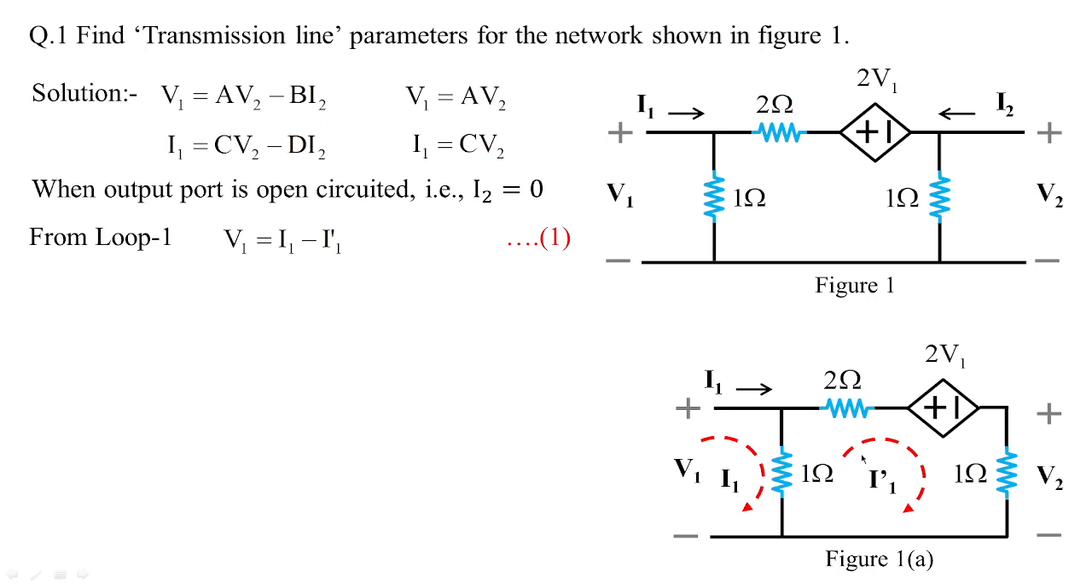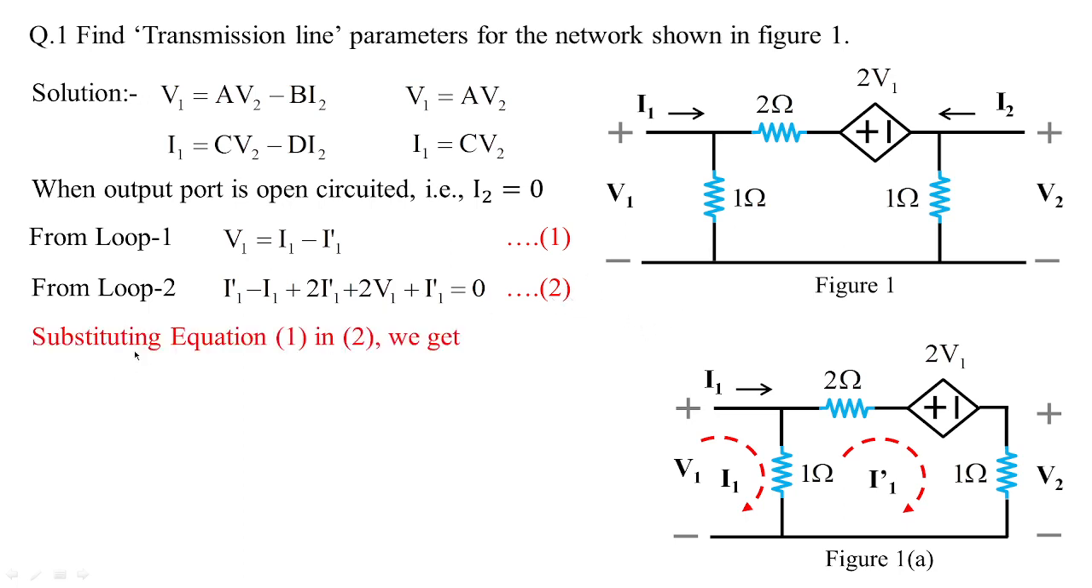Now I'm going to employ KVL to loop 2, where the current in loop 2 is flowing as I1 dash. So here you have 1 multiplied with I1 dash minus I1. Then the drop across 2 ohms becomes 2 I1 dash. Then you have 2 V1 as it is, the voltage dependent voltage source. Then you have 1 multiplied with I1 dash equivalent to 0. So from loop 2, we get this equation, and we treat it as equation 2.